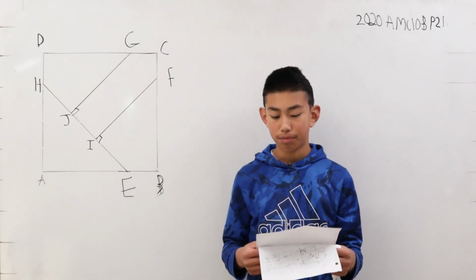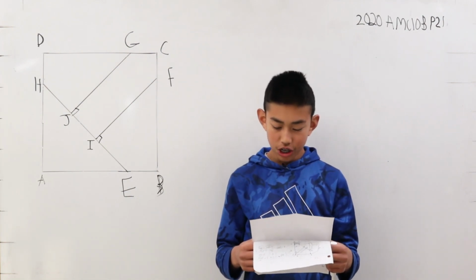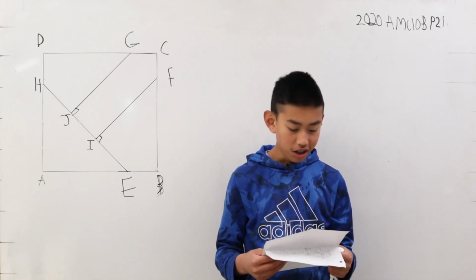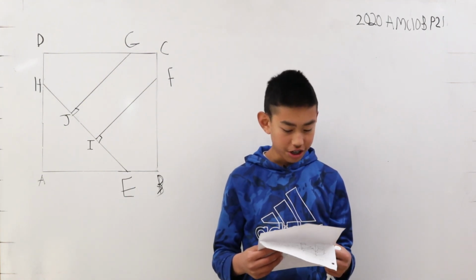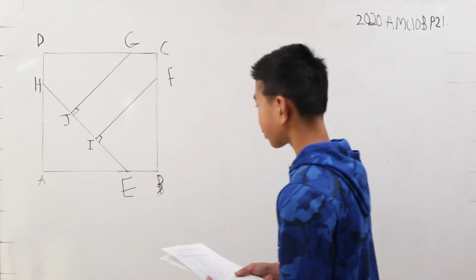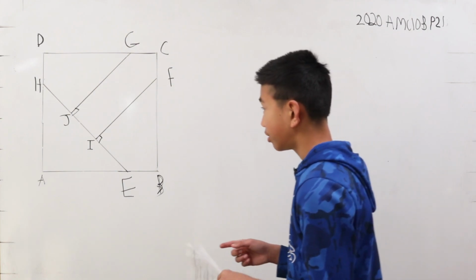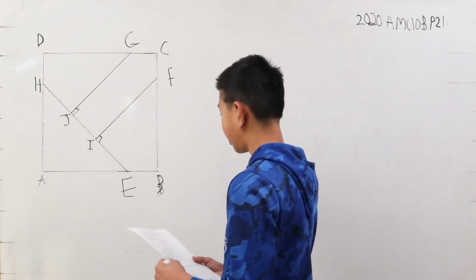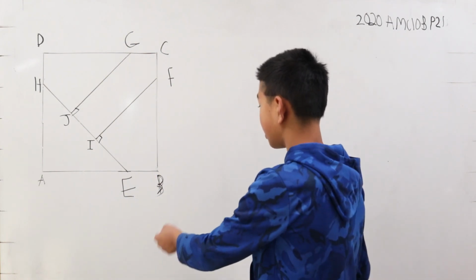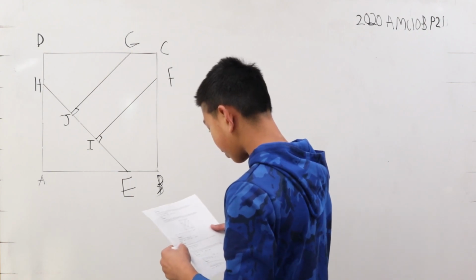See the figure below. Triangle AEH, quadrilateral BFIE, quadrilateral DHJG, and pentagon FCGJI each has area 1. What is FI squared? Well, let's just utilize this first sentence. In square ABCD, that means this is a square. That means this segment squared is equal to this area.